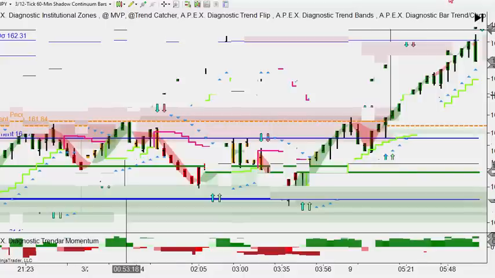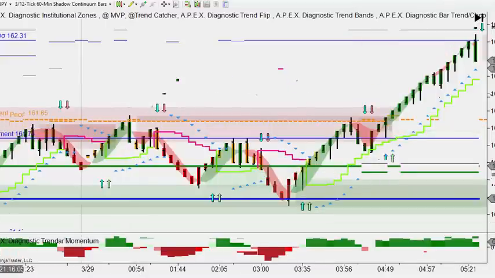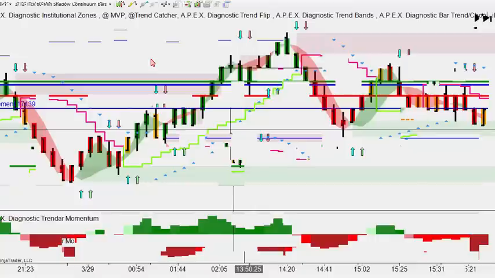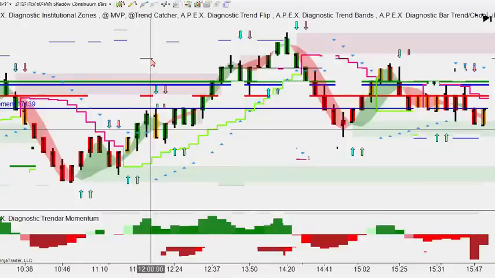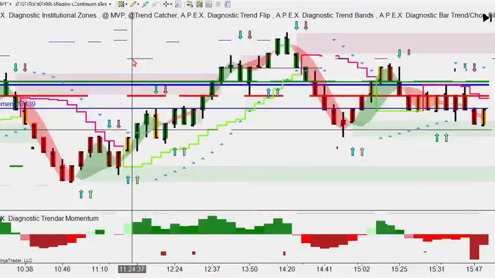But again, notice these are 3-12. Some of those are 8-10. So no matter what it is you're trading, you can easily just pop it up and backtest it. Okay?